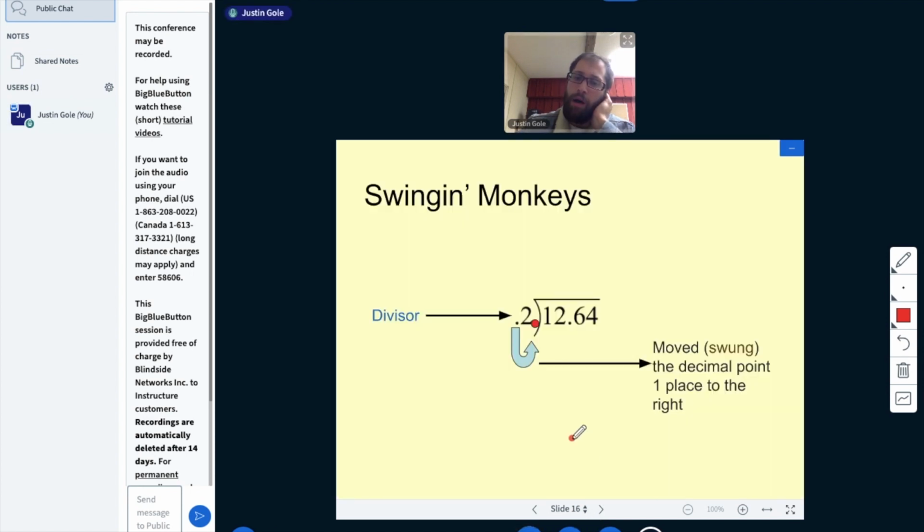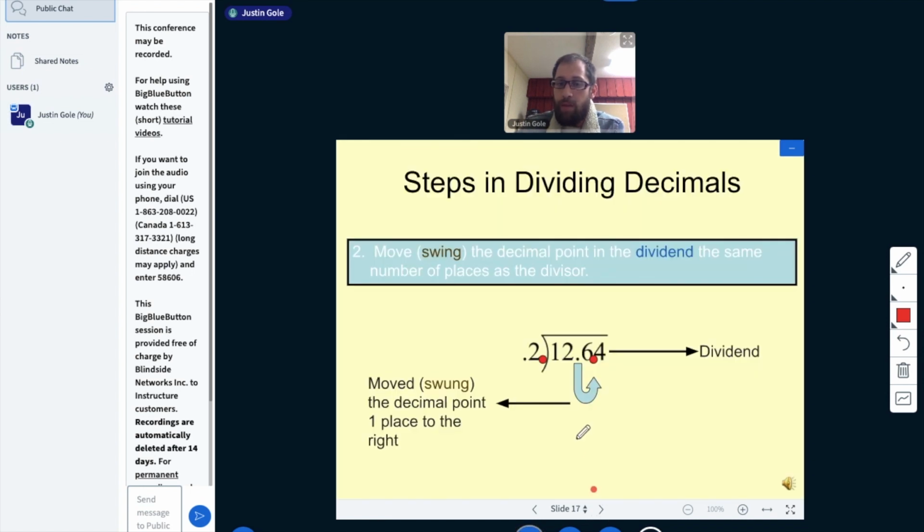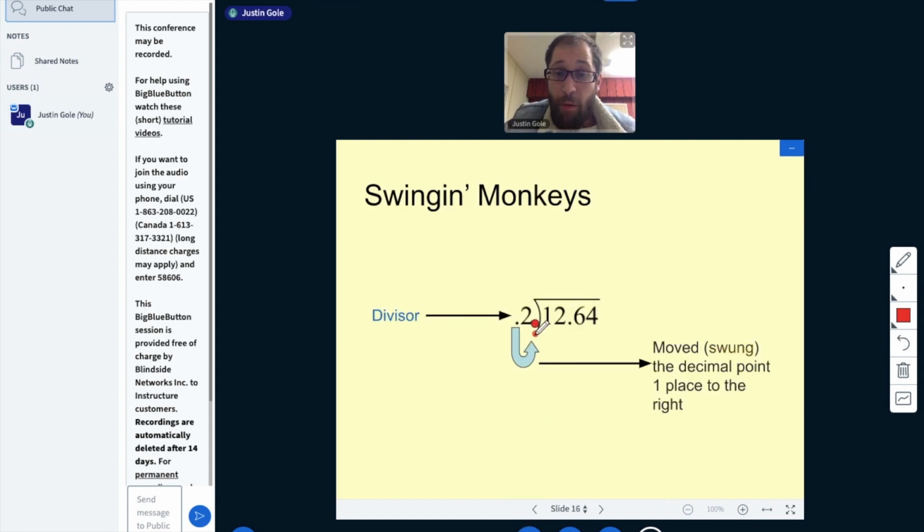So swinging monkeys. We're going to swing the decimal place 1 spot to the right. We're going to make 0.2 into 2. But wait a second. I can't just change one number without changing the other number. The golden rule of algebra is if we do something to one thing, we have to do it to the other. Otherwise, the values are going to change. So we're going to swing the other one 1 place to the right. However many places to the right we have to swing it, our goal is to make 0.2 a whole number. Then I'm not dividing by a decimal. I'm dividing by an integer, which I know you guys know how to do a lot better. I do too.